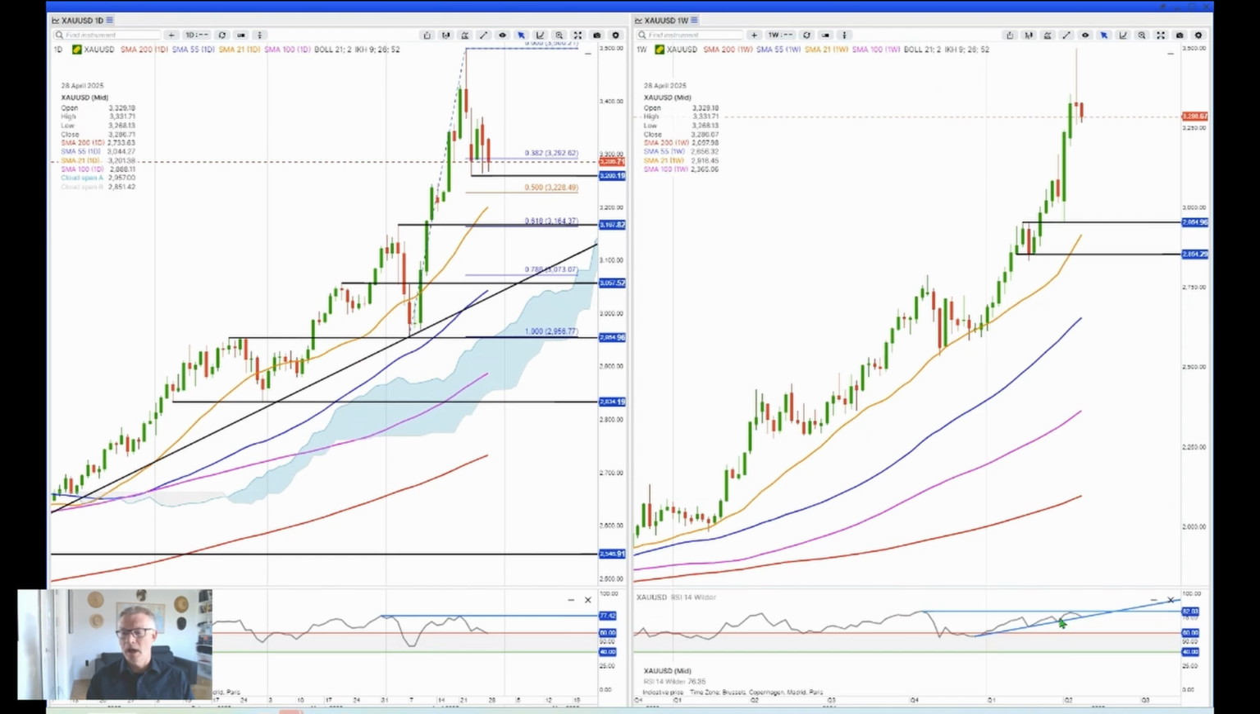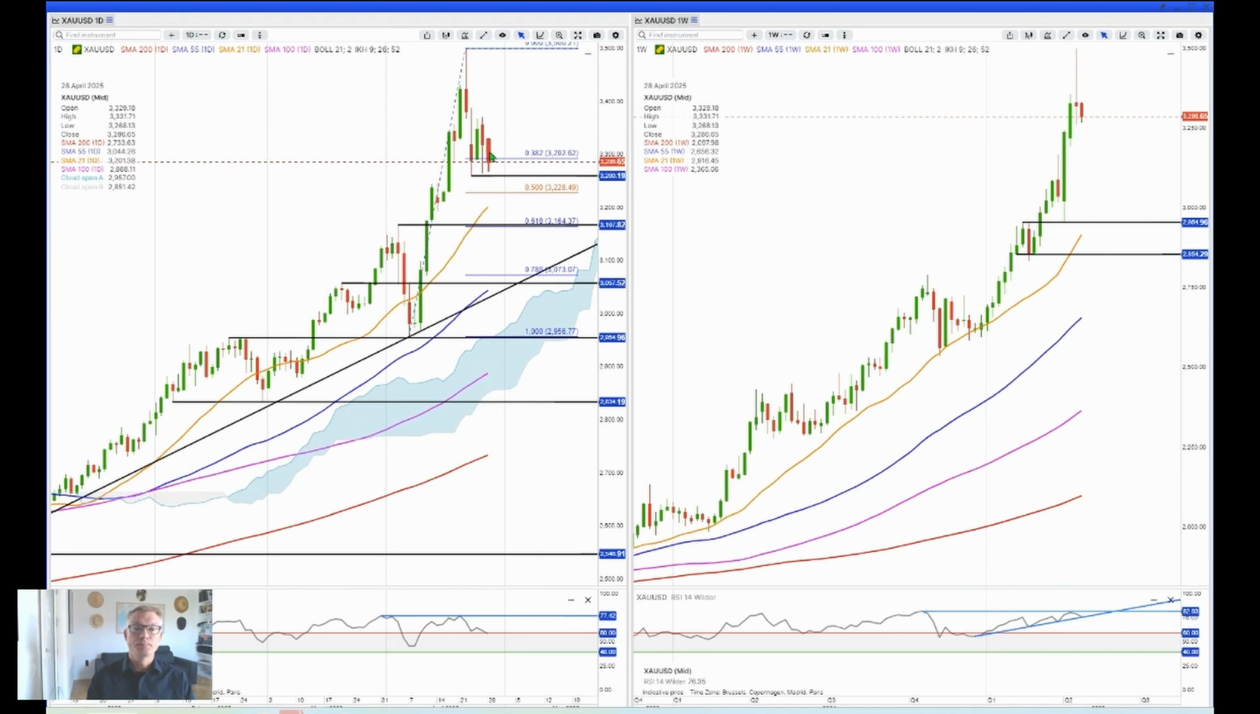And RSI, there is divergence. The RSI on the weekly here is lower than over here, but the market was higher, or price was higher, on the actual gold spot, and that is an indication of a trend exhaustion. So let's see about that, if it actually will play out or not.